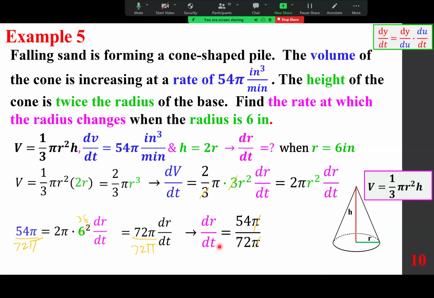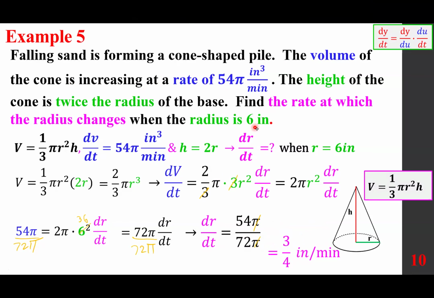The units of r over the units of time. 3/4 of an inch per minute, meaning when the volume of the cone is increasing by 54 pi cubic inches per minute, the radius is increasing by 3/4 of an inch per minute when the radius is 6 inches. So let's move on.